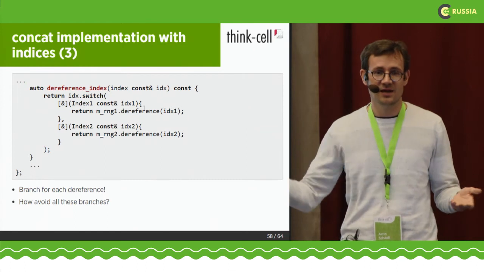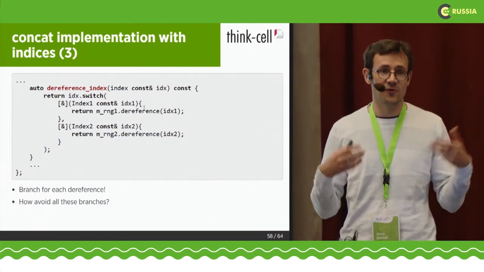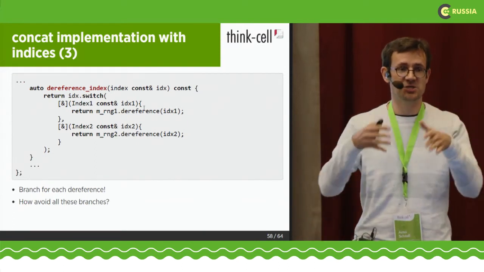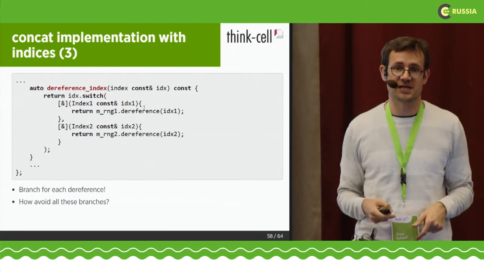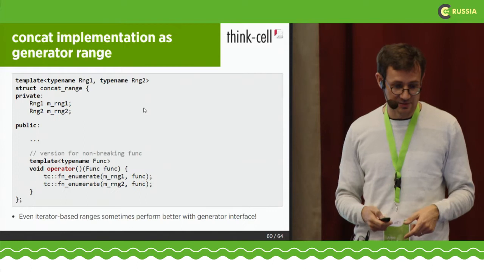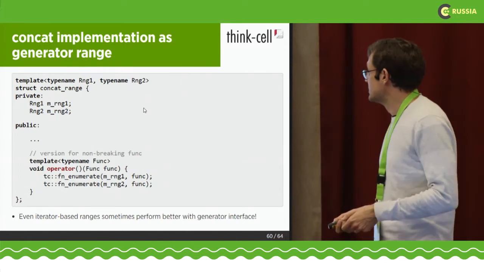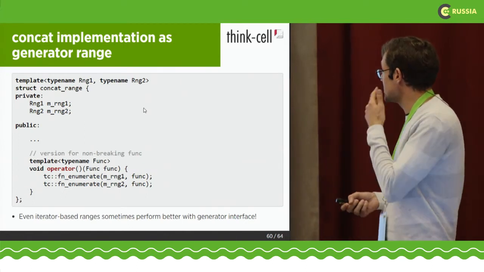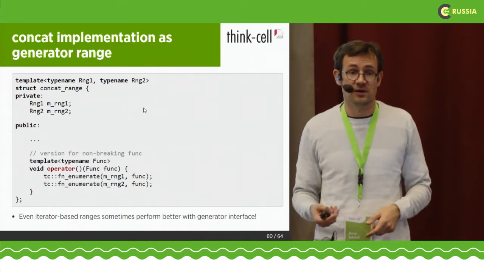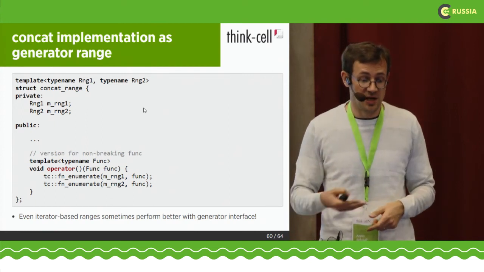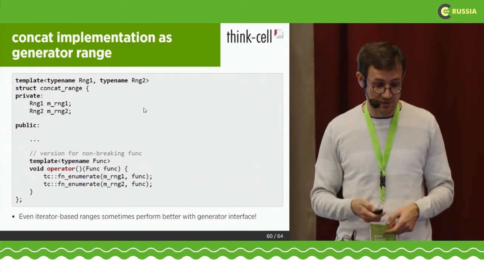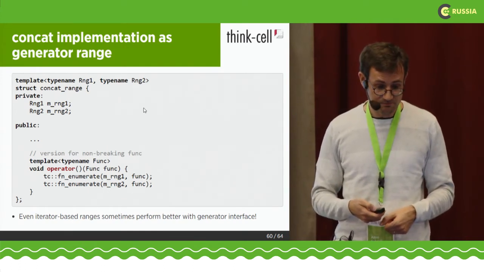Ideally, the for_each over a concatenated range should be just as efficient as the for_each of the first range and then for_each for the second range. Should be no difference, really. And you can actually do it with the generator ranges. So here it's simple, right? The operator parentheses is doing the enumeration, and it just enumerates first the values of the first range and then the values of the second range. And in both cases, it's actually using the same functor as a sink. So you get all the performance that you would want.